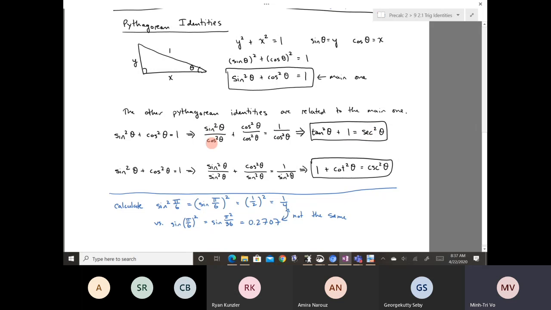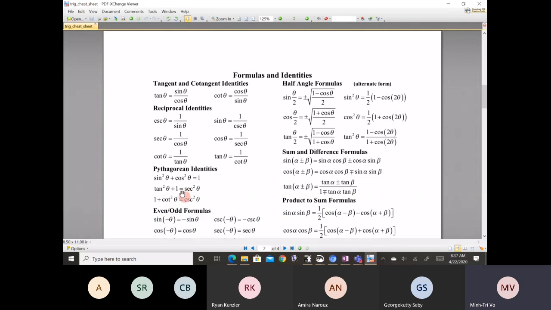Because sine over cosine is the same as tangent. Cosine over cosine just cancels out because you're dividing something by itself, so that's just 1. And then 1 over cosine is the same thing as secant. So that's where this formula comes from. And then if you do the same thing and divide by sine squared, then you get the other Pythagorean identity. Basically, these two are just derived from the first one by the relationship between sine, cosine, and the other trig functions.